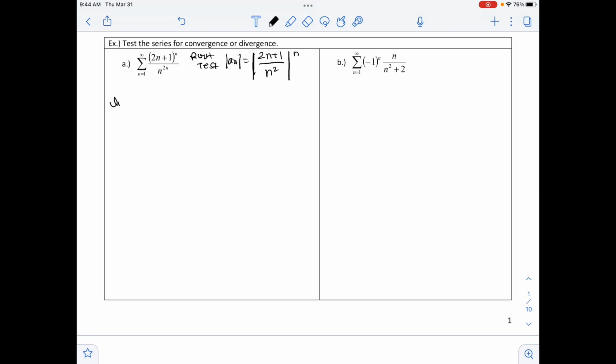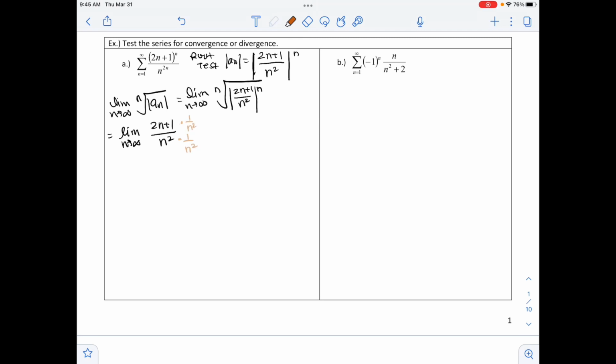Then we have the limit as n approaches infinity of the nth root of the absolute value of a sub n, which is the limit as n approaches infinity of the nth root of the absolute value of 2n plus 1 over n squared, all raised to the nth power, which equals the limit as n approaches infinity of 2n plus 1 all over n squared. Evaluating this limit, we get infinity over infinity, which is indeterminate. So I'm going to multiply both the top and the bottom by 1 over n to the second, which is that degree in the denominator.